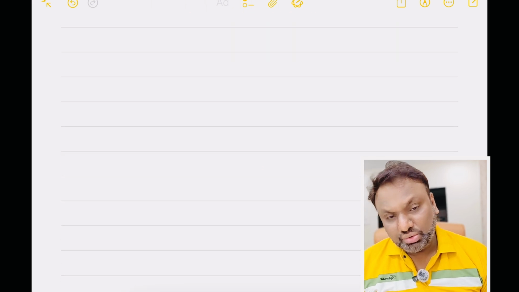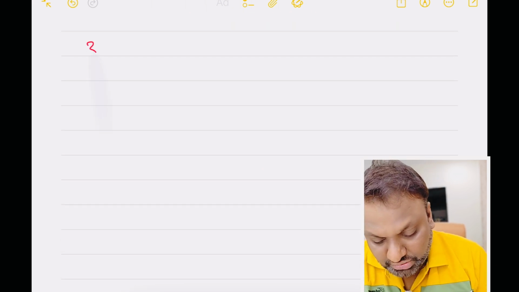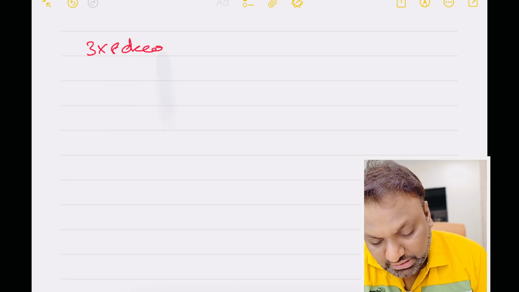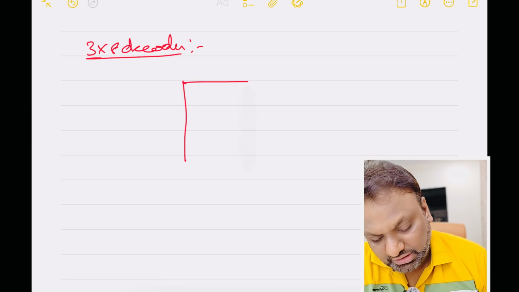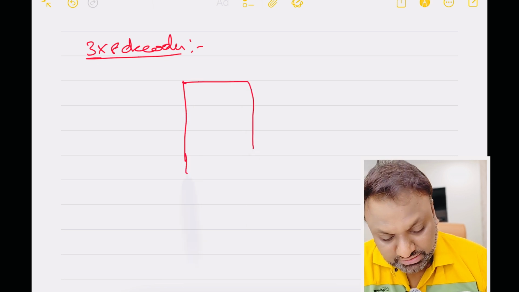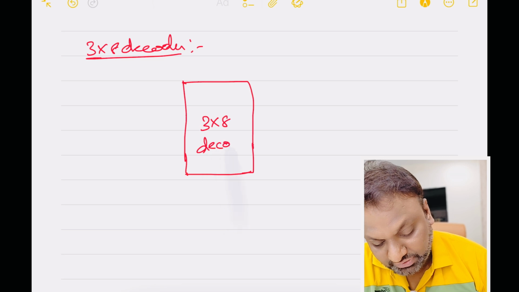Similarly, you can have a 3 to 8 decoder also. In the same fashion, I will just draw the block diagram of the 3 to 8 decoder.